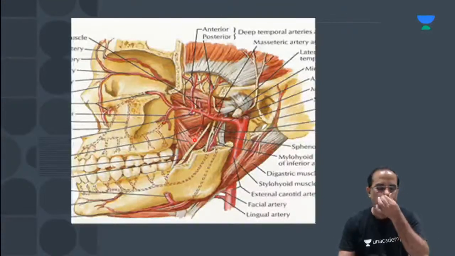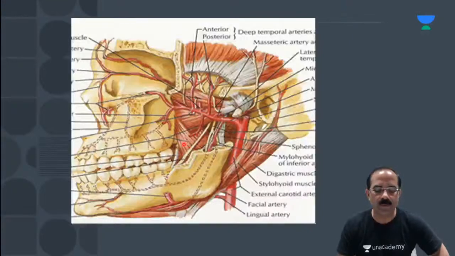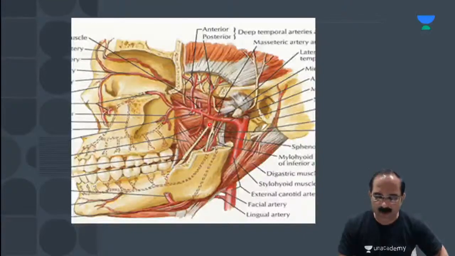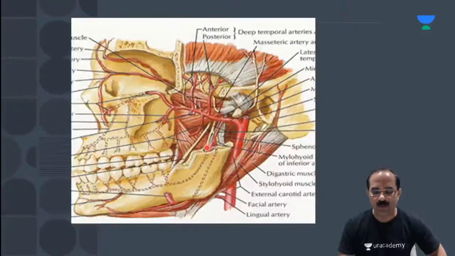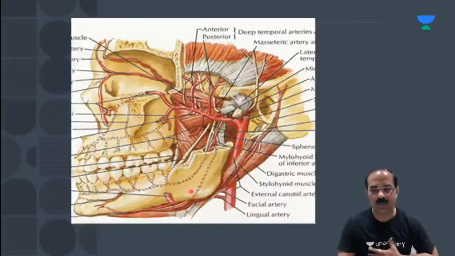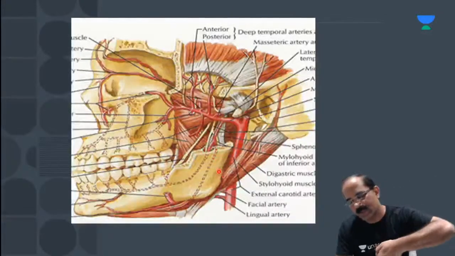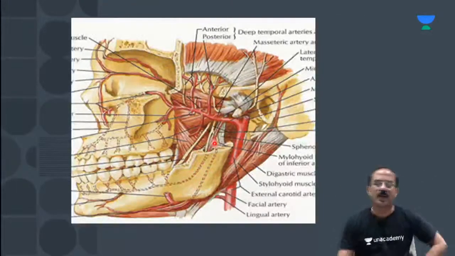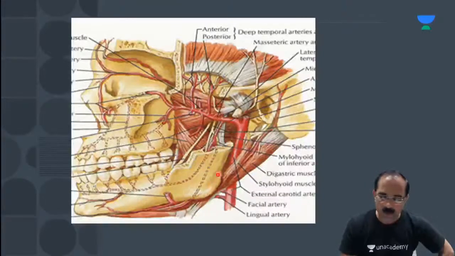What is this muscle? Can anyone answer this? What is this muscle here? This one. This muscle is the medial pterygoid. What is this nerve? And what is this nerve? You can see an artery which is entering into this foramen. Masseter is not that. Masseter is outside here. This is medial pterygoid. It's inside. It is inserted on the angle, inside. That's medial pterygoid. Masseter will be outside.